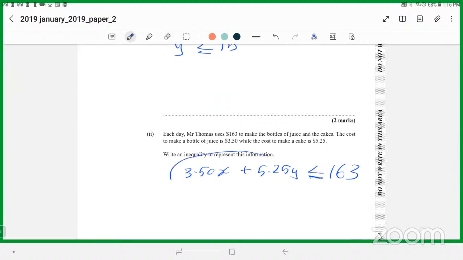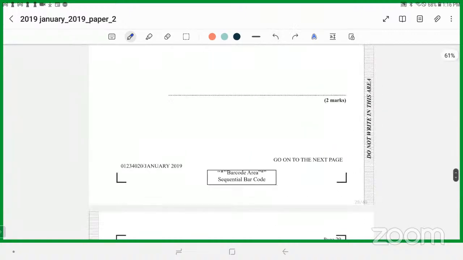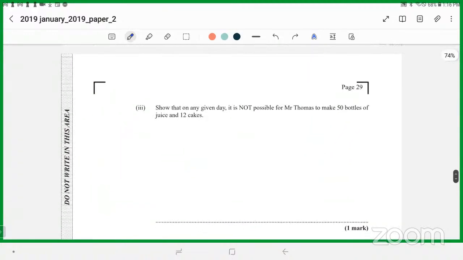This is the total amount that he spends. Either he spends all of it or less than it. And this represents the total amount, and we know it says this amount. That's the inequality.